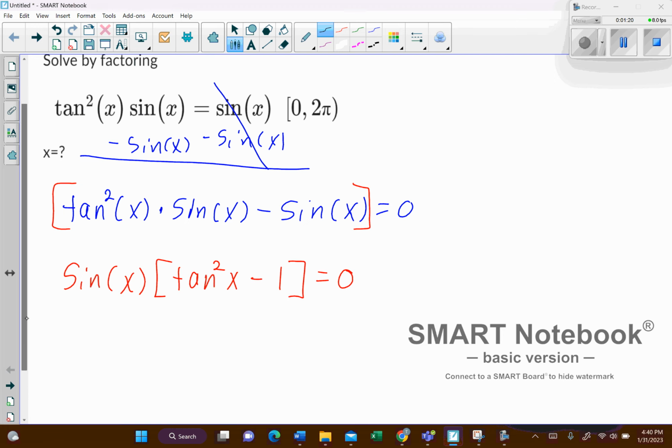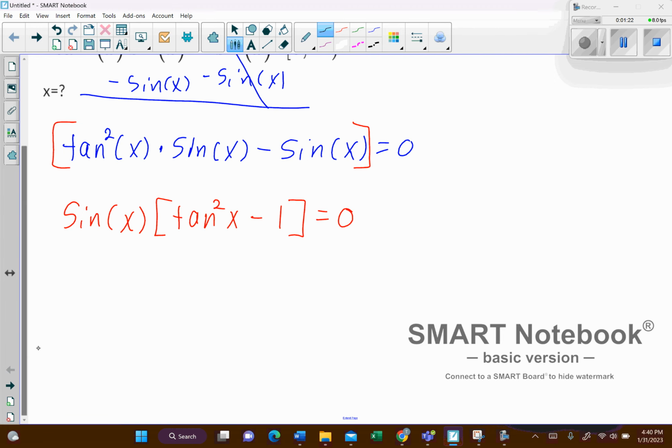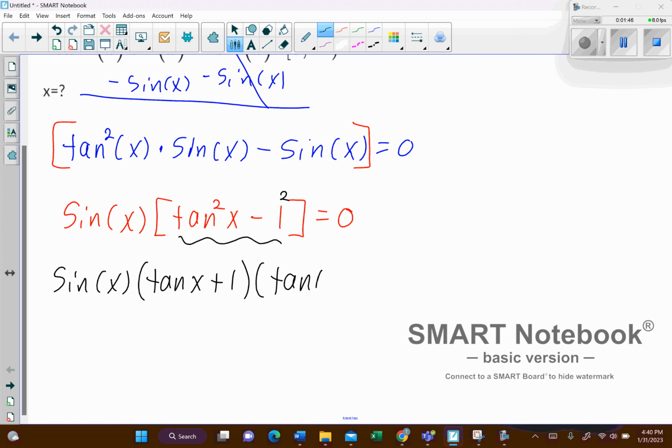Next, what I'm dealing with here is the difference of two squares, because I could square that 1 and it's still a 1. So I have tangent squared minus 1 squared. That's the difference of two squares, and I can factor that into tangent of x plus 1 and tangent of x minus 1, and put that in parentheses.